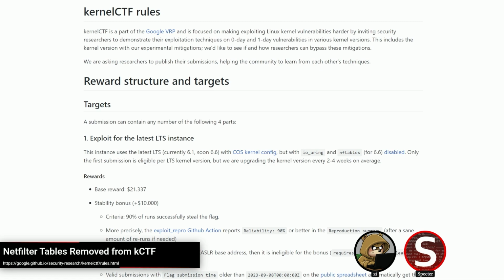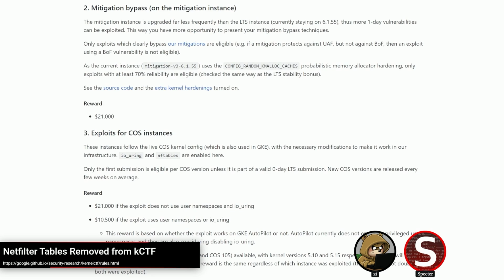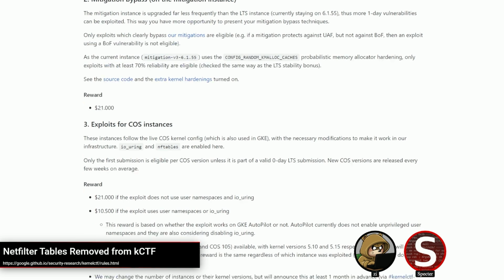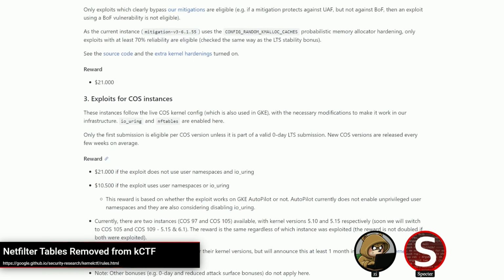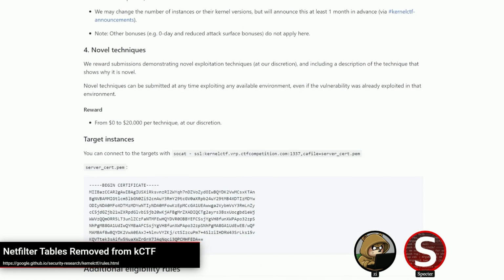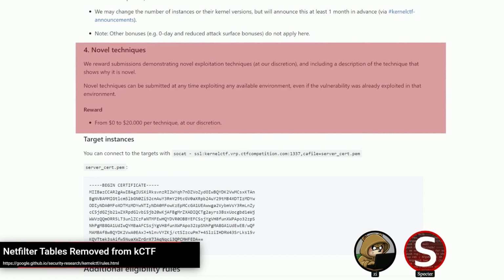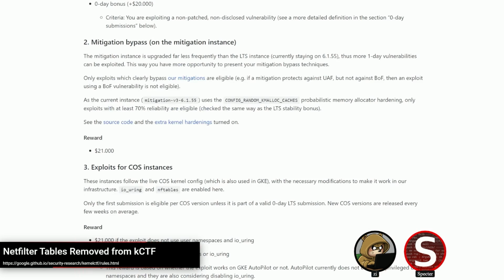They have a base reward of like $20,000 or so for issues that affect the latest LTS instance that they have up. And then they also have bonuses for stability. If it's high reliability, they'll pay out more. If it's a 0-day, they'll pay out more. If it's in an area that's less privileged, they will also pay more. So they have a bonus incentive structure, and that's the whole idea. And they have launched things like the kCTF cookbook, where they examine the submissions and see what kind of exploit strategies are being used. They've also tried to develop some hardening techniques on the kernel to mitigate exploit strategies that are common. So that's their goal.